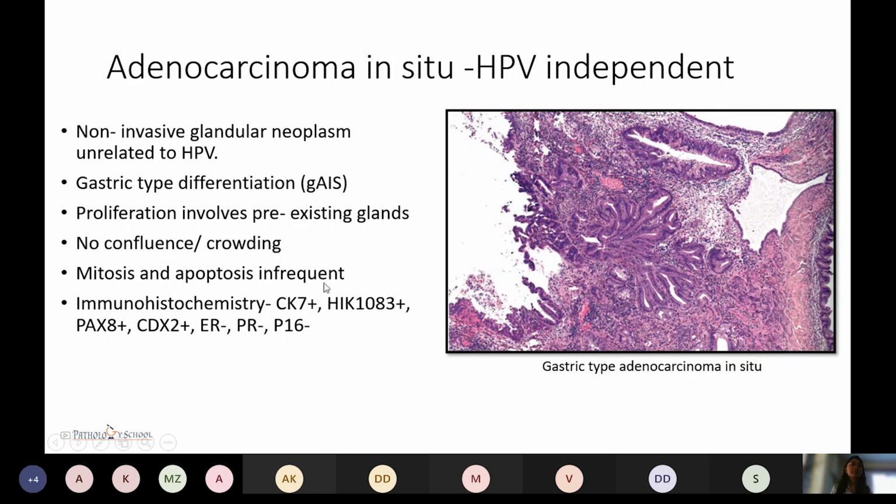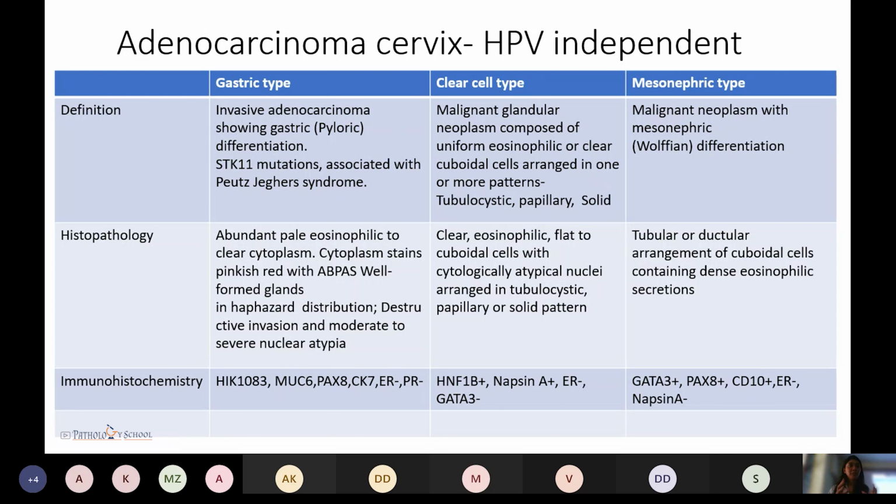Adenocarcinoma cervix, HPV independent. As we saw at the beginning, it is divided into three types: gastric type, clear cell type, and mesonephric type. The morphological features are according to the variants that have been mentioned. Gastric type will have abundant pale eosinophilic cytoplasm. The cytoplasm has the gastric type of mucin, that is the neutral mucin. So it will be positive for Alcian blue PAS stain, that is AB-PAS will be positive, and they will appear pinkish red in color.